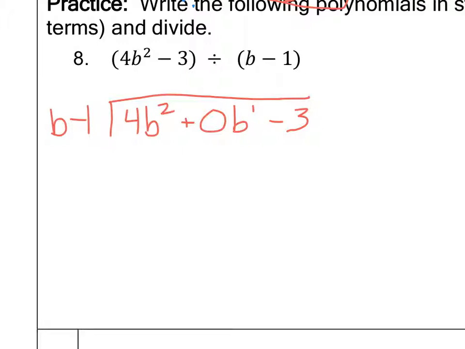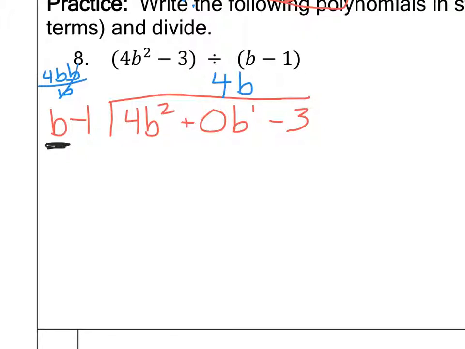Okay, then our process is the same. We're looking at this b. How many times does b go into 4b squared? 4b squared divided by b leaves us with 4b. So I'm going to put 4b right up here. I put a 1 on my placeholder, an exponent of 1. That's not necessary, so I'm not going to be doing it on my answer.